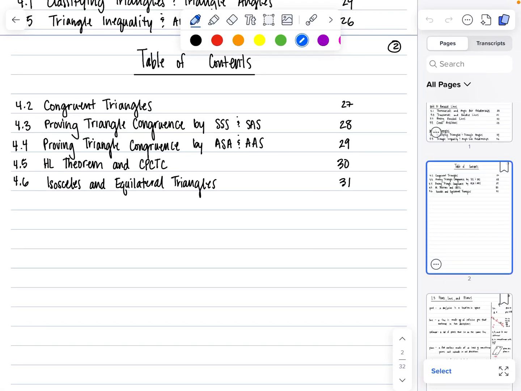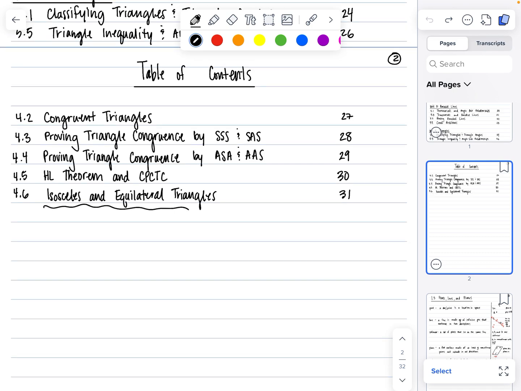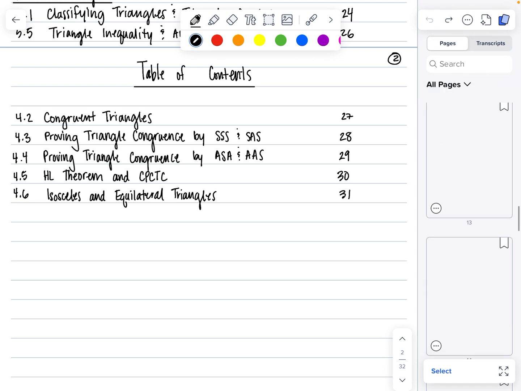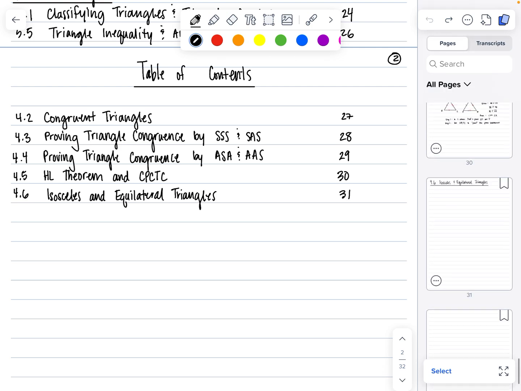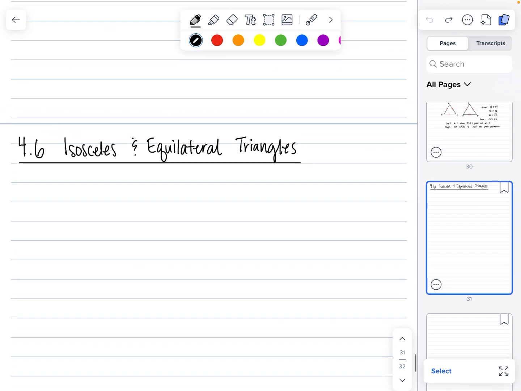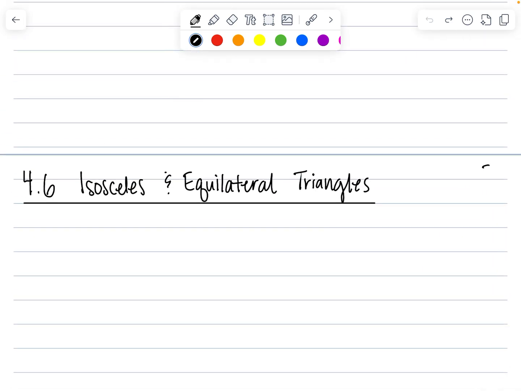Hello and welcome to our last lesson of our first triangles unit. We're going to have another triangles unit on right triangles specifically, but this triangles unit is wrapping up with isosceles and equilateral triangles. Go ahead and grab this, pause the video as needed. Get this title down as well on our actual page. This is my page 31. And let's get into it.